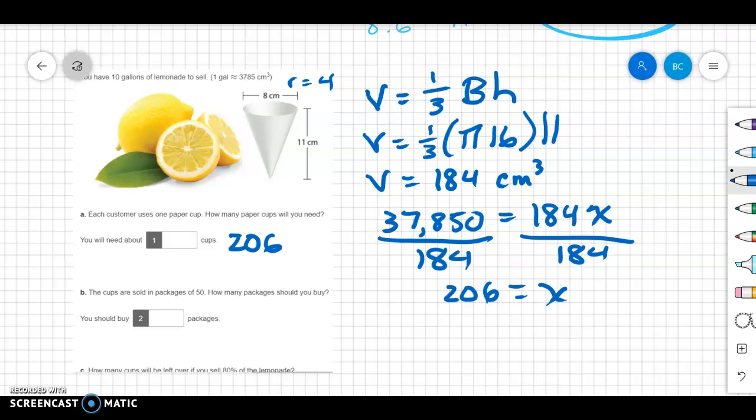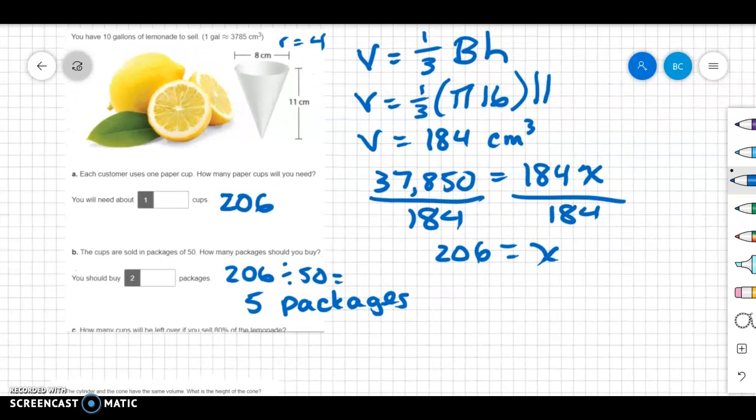The next problem asked me, the cups are sold in packages of 50, so how many packages should I buy? That's just going to be 206 divided by 50. And it's 4.11, so I really need to buy 5 packages, because if I only bought 4 packages, I wouldn't have enough. And I don't want to run out of packages before I run out of lemonade.